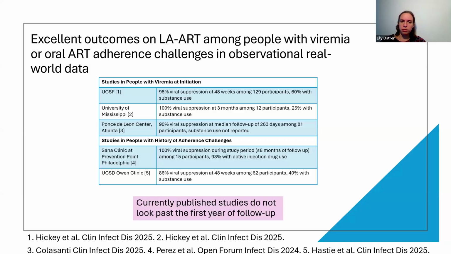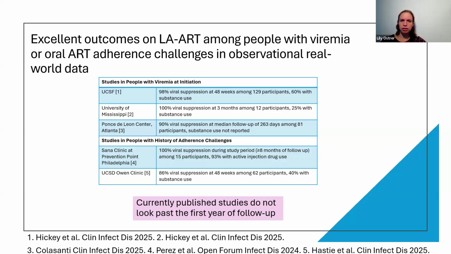And then both here at UCSD, as well as at the SANA clinic at Prevention Point Philadelphia, which is a harm reduction services organization there, we've published outcomes on long-acting cabotegravir-rilpivirine among people who have history of difficulty with adherence and have again found very high rates of viral suppression within the first year of switching. But none of these studies look past the first year of follow-up.